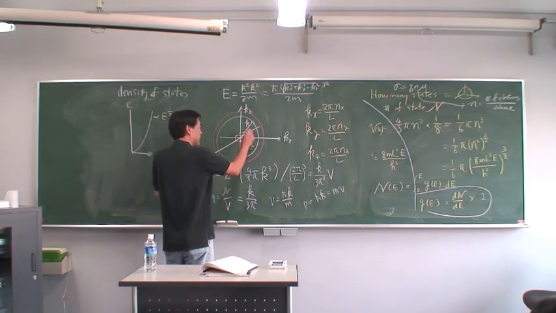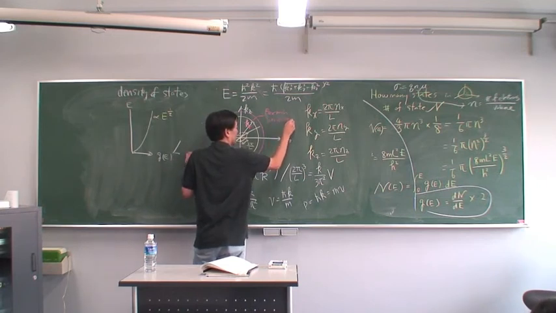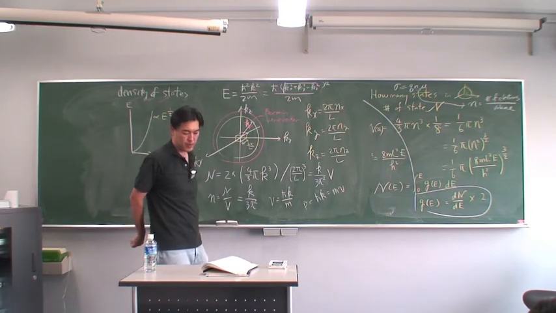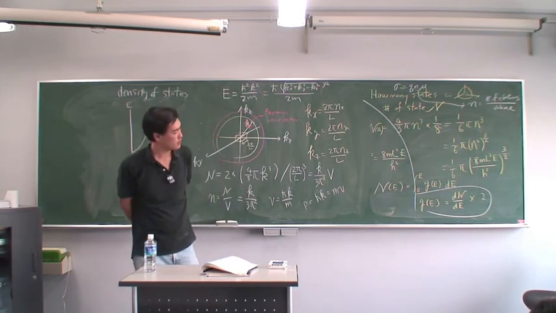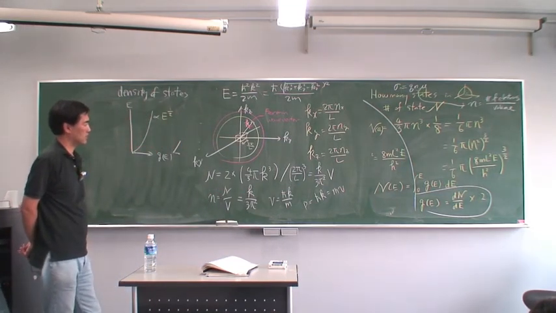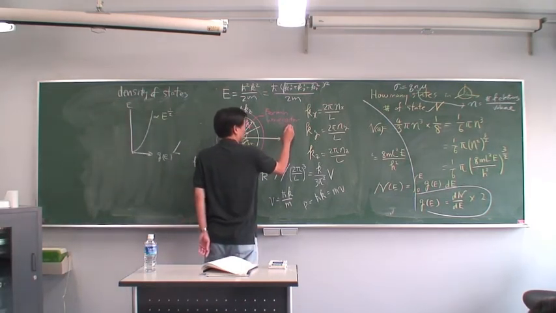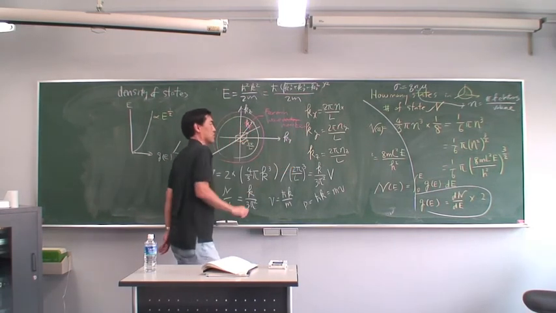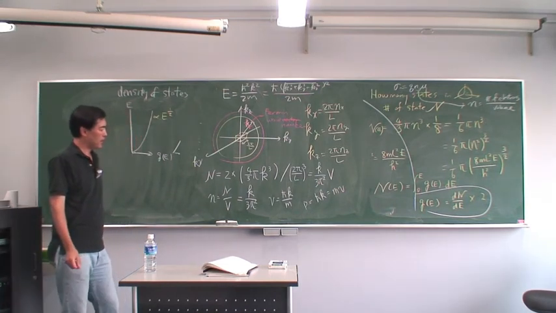So I'm going to define kF. This is the Fermi wave vector, or Fermi, that's fine. This is like a Fermi radius. Okay. Fermi wave number. This is not a vector, so Fermi wave number is more appropriate. Fermi wave number.